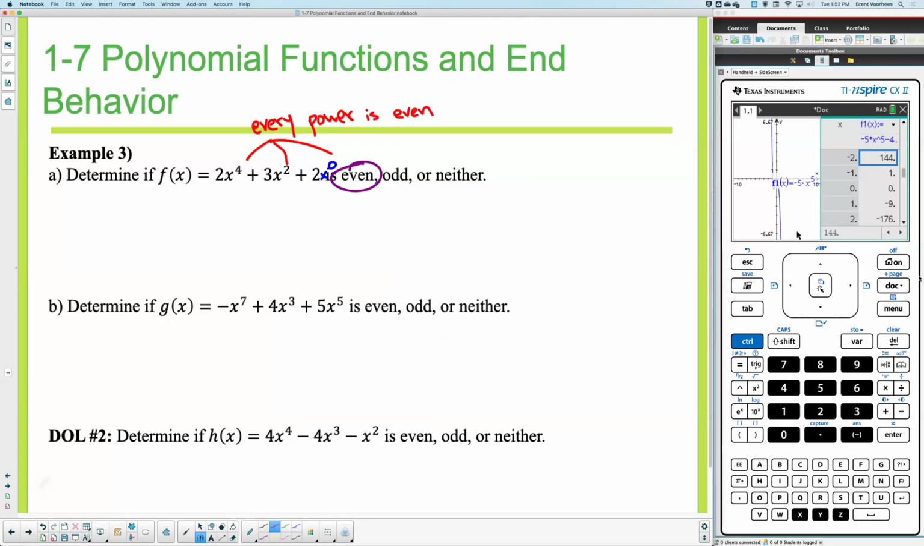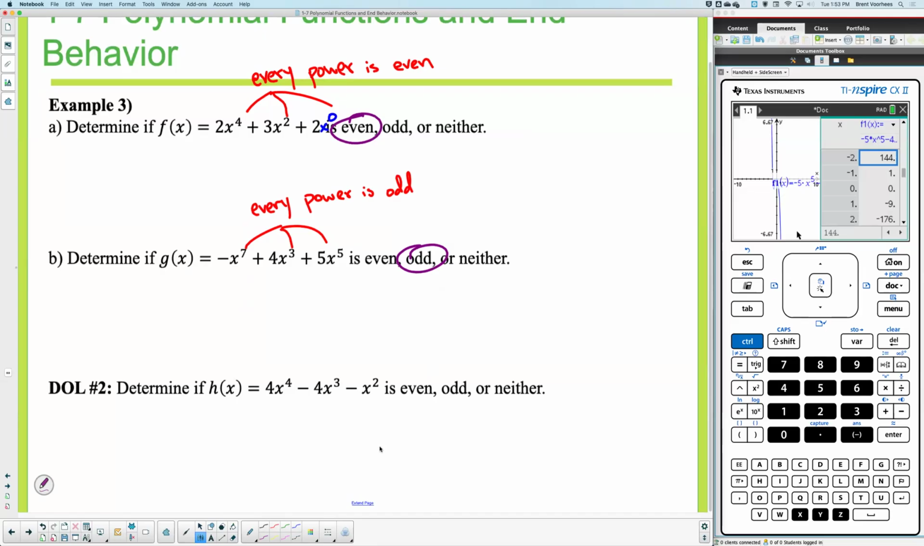Part B, what are my powers this time? These are all odd powers. Every power is odd. If every power is odd, guess what it is? It's an odd function. Now you have a second one. What can you tell me about the powers this time? We have 2 even powers and 1 odd power. What does that mean if you have both even and odd? You got it.